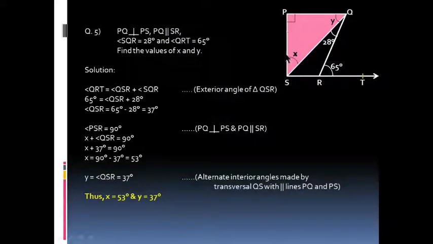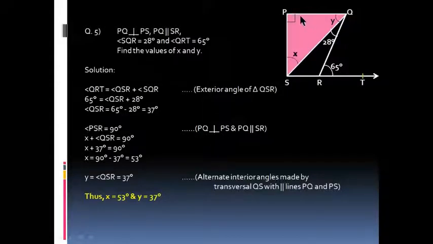Now, if you look at the figure again, these two lines are parallel and PS, which is the transversal of the parallel lines, is actually perpendicular to the line PQ, which is given. So if it is perpendicular to this line PQ, that means it must be perpendicular to ST or line SR as well. That means this full angle PSR is going to be 90 degrees. Okay, so angle PSR is equal to 90 degrees.